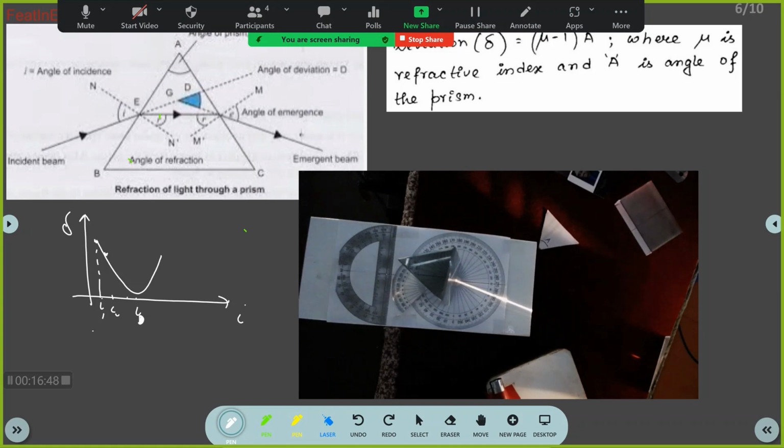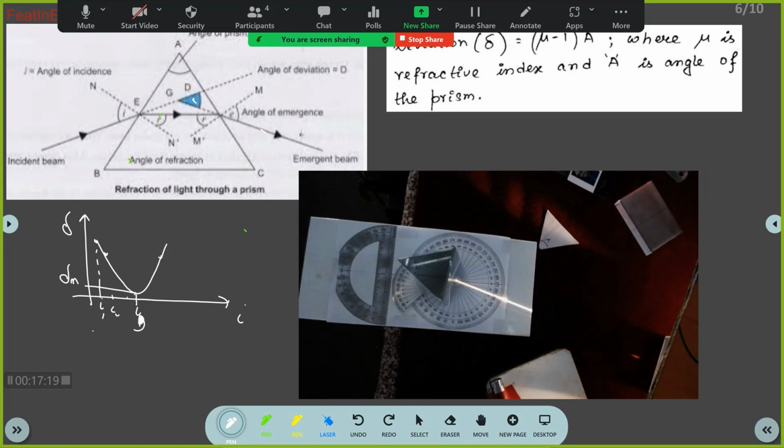As we increase the angle of incidence, the angle of deviation will decrease. It will reach a minimum point, and then once again the deviation will increase. That's what you saw. So this angle is the minimum angle of deviation. Are you with me? Yes, sir. And for a particular angle of incidence, you will get this.